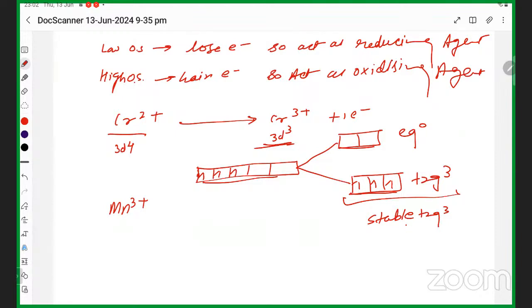So stable T2G, so it acts as what? It is giving the electron, so it acts as a reducing agent.